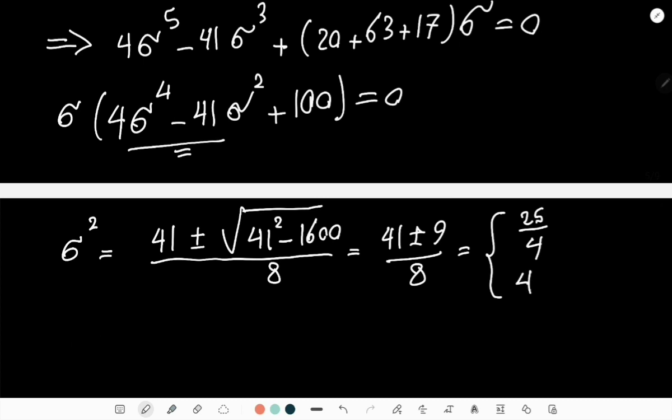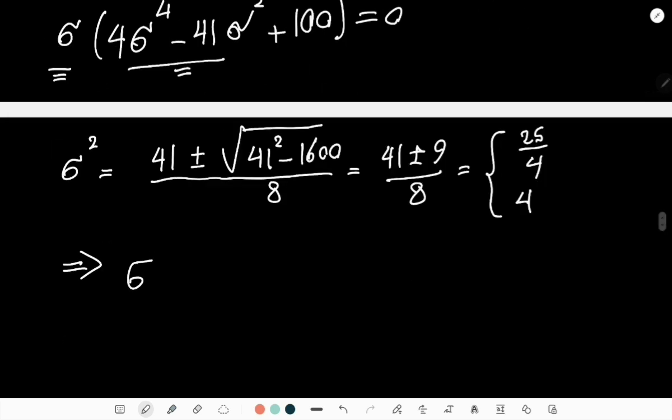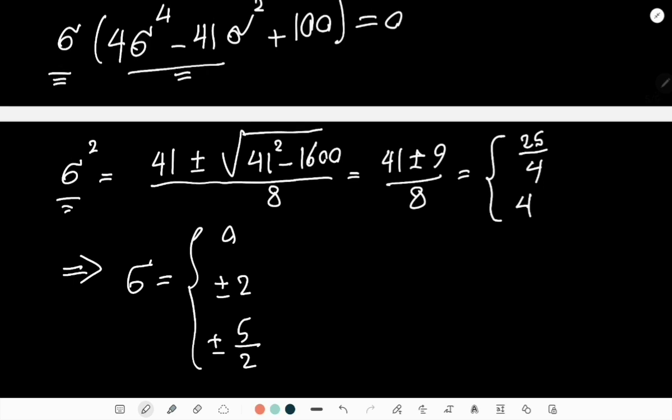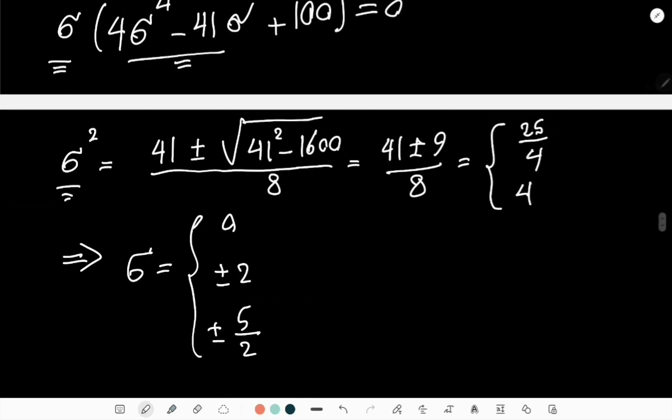And that means, please pay attention, that one sigma here was 0. So generally speaking, sigma is one of these values: either 0, plus minus 2, or plus minus 5 over 2, if you just calculate the square root of that one. So going back to the change of variables which we did, x plus 1 over x equals sigma. So I can actually find x based on sigma here.